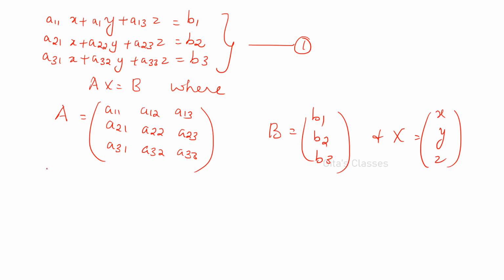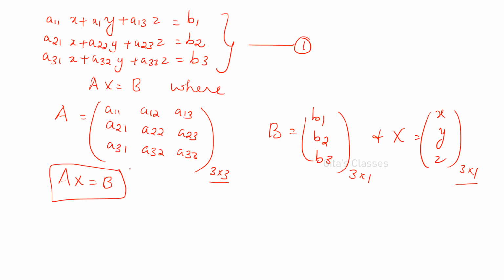So if you write this matrix A into x, this is a 3 by 3 matrix and this is a 3 by 1 matrix. If you multiply a 3 by 3 and a 3 by 1 matrix, you will get a 3 by 1 matrix. So this is the 3 by 1 matrix B. So Ax is equal to B. It can be written in the form of Ax is equal to B. This is the linear system of equations.